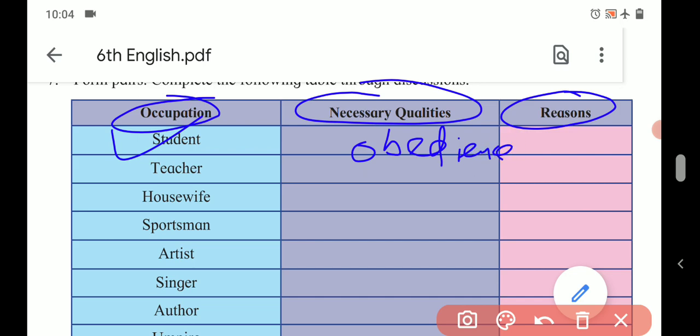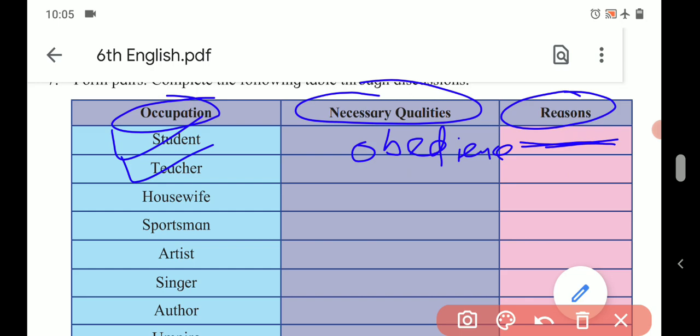Why is this required? If a student is obedient, he or she can learn discipline. So we can write "to learn discipline." Next, if you think the student is confident, that confidence is necessary to give answers in the classroom and to present his own knowledge. Moreover, this is the reason. Next, if you think of a teacher, intelligence is required.